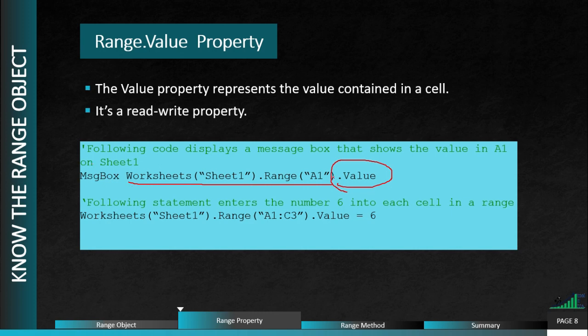This statement will show whatever the value in A1; it will display in the message box. Next one, what are we doing? We are setting a value. I am writing a value. Worksheet, sheet A3, range A1 to C3. That means the range A1 to C3, dot value 6, means all the area will be 6.